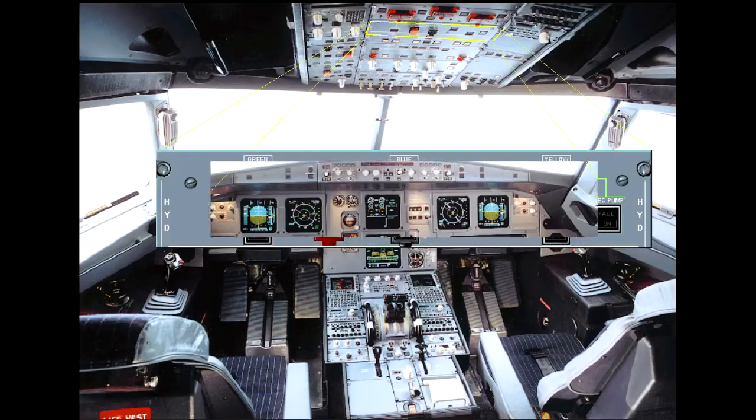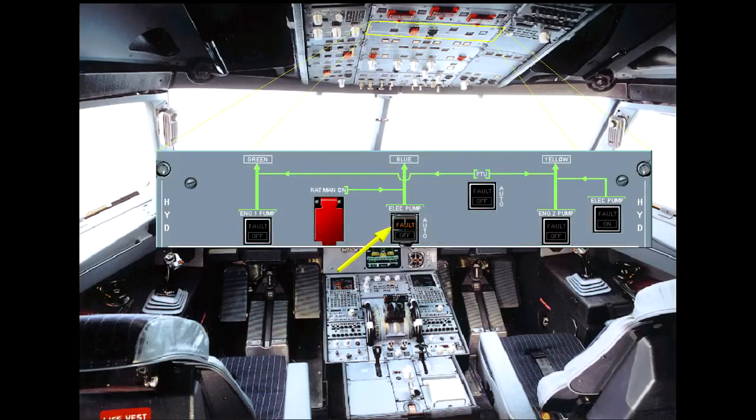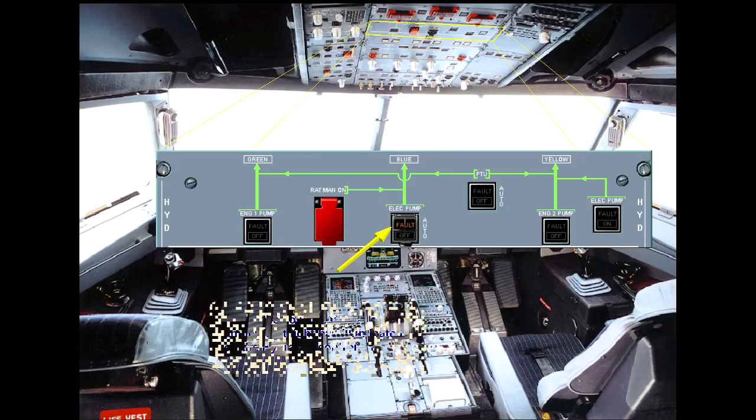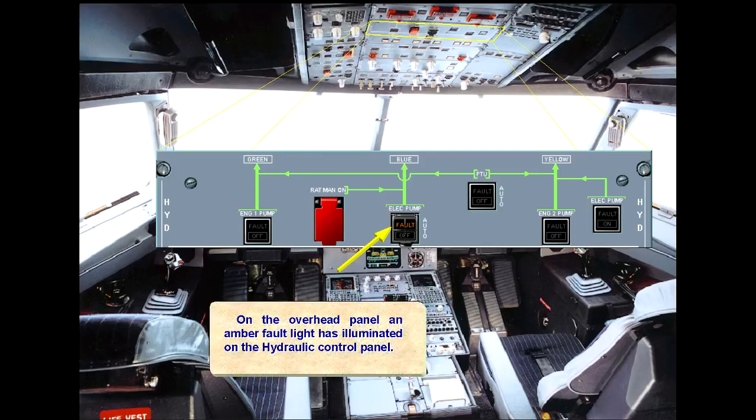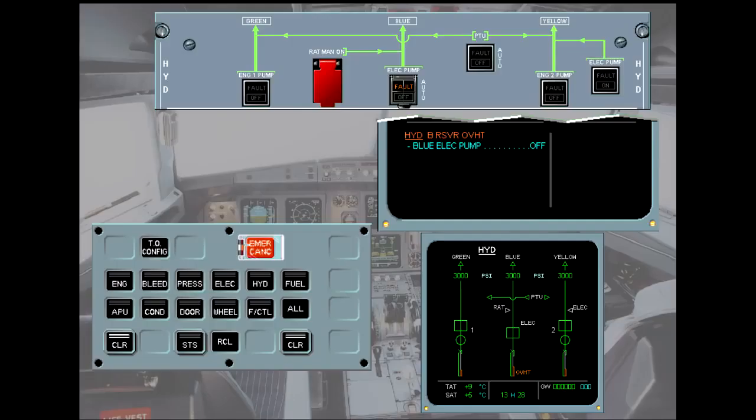On the overhead panel, an amber fault light has illuminated on the hydraulic control panel. The fault light on the hydraulic panel helps you to locate the switch to be operated. We will carry out the action for you.